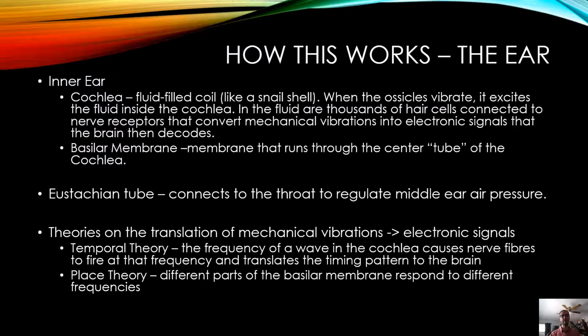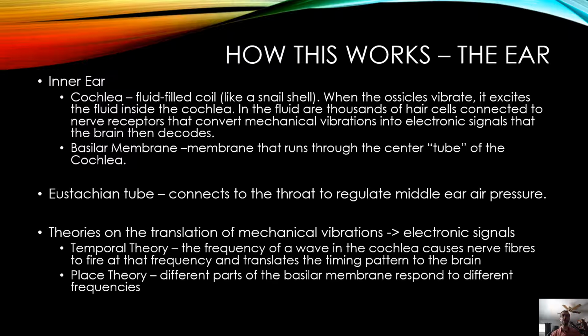Once the vibrations hit the oval window, they pass into the cochlea, which is a fluid-filled coil, kind of like a snail shell or a nautilus shell. When the ossicles vibrate, it excites the fluid inside the cochlea. This is a closed system, so you're not getting in or out of it. But in that fluid are thousands of little hair cells that are connected to the nerve receptors. As vibrations hit those, they convert mechanical vibrations into electrical signals that the brain then decodes.